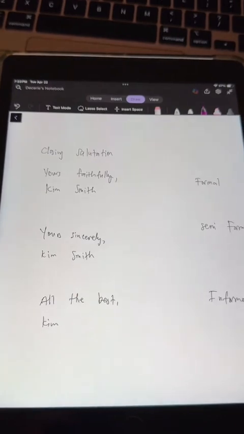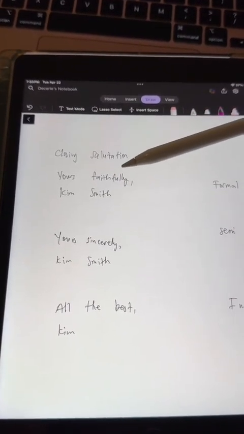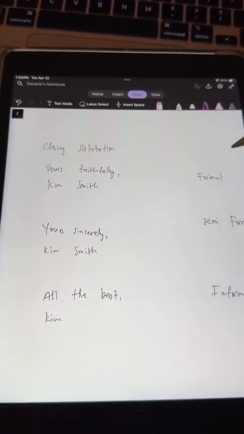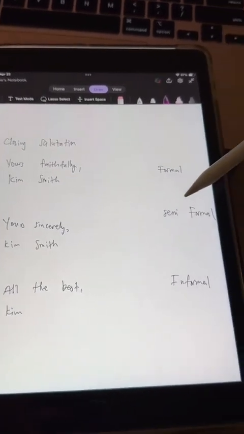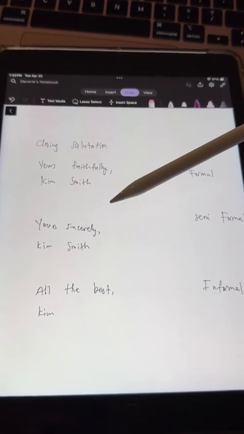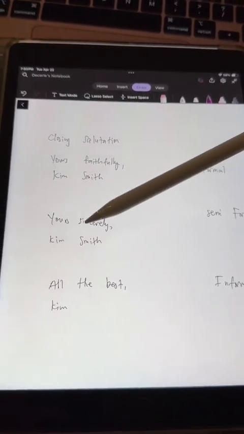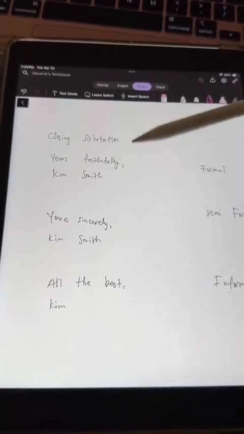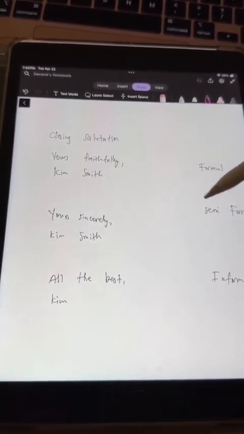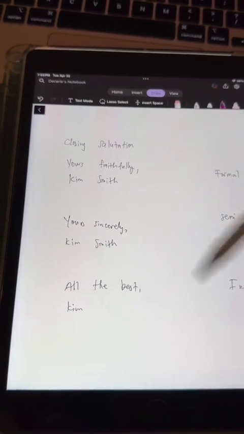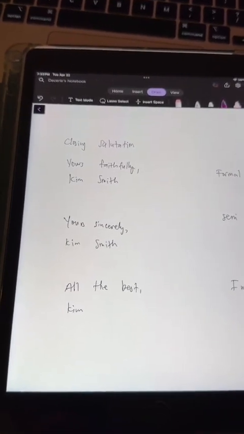ganito dapat ang itsura. So yours faithfully, formal, for formal tone, for semi-formal, yours sincerely. Tapos for informal naman, all the best. Mga example lang to guys. There could be other closing salutations, but these are the ones that I find are easier to remember.